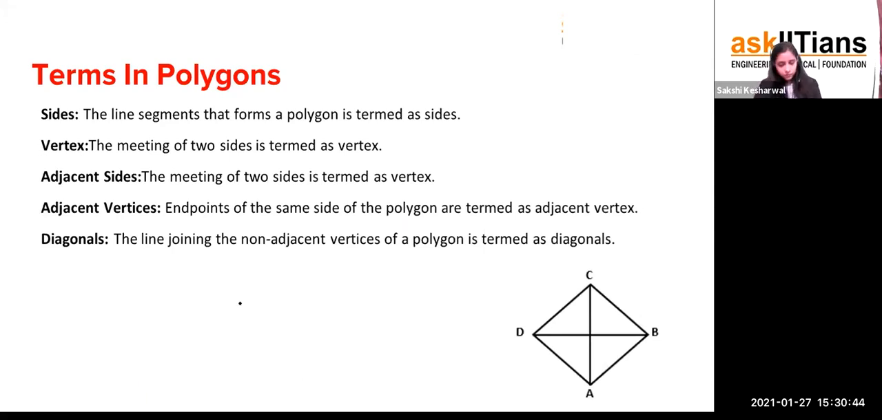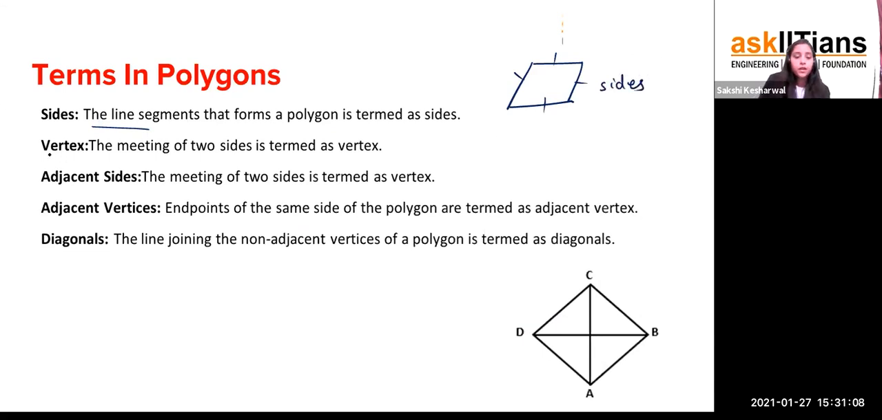Okay, so these are the terms related to polygons that you should know. If I make a polygon ABCD, read it out and write it down as a definition. The line segments that form a polygon are said to be sides. So if I draw like this, and like this, these are the sides.